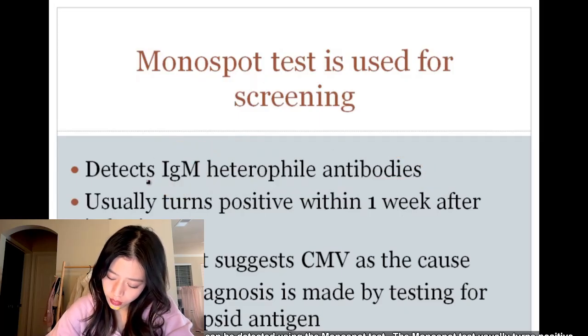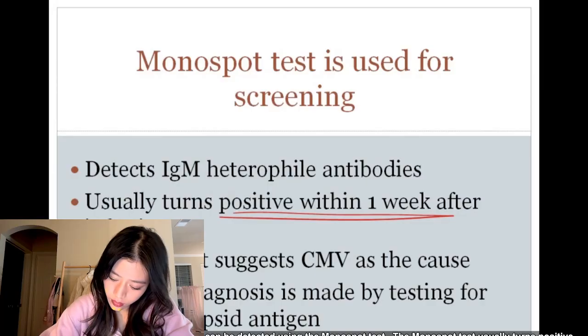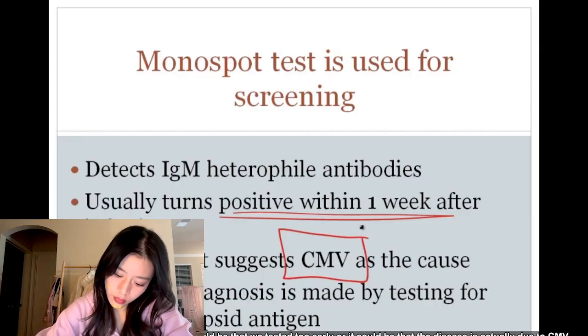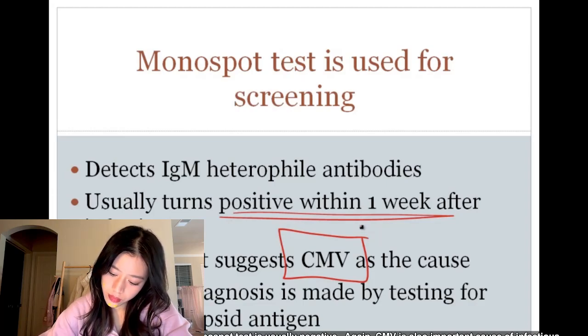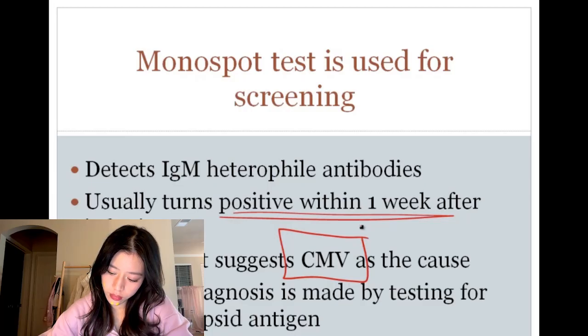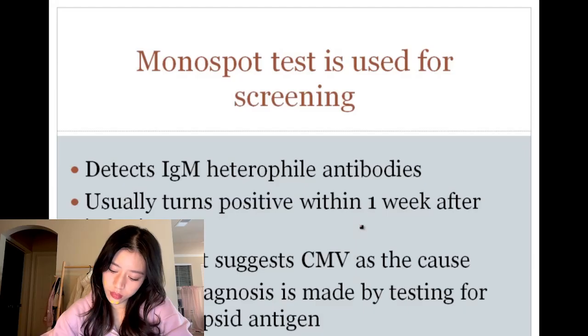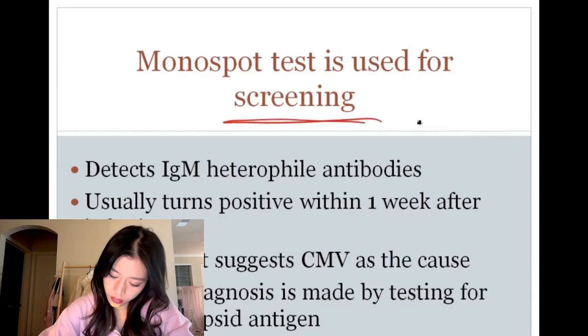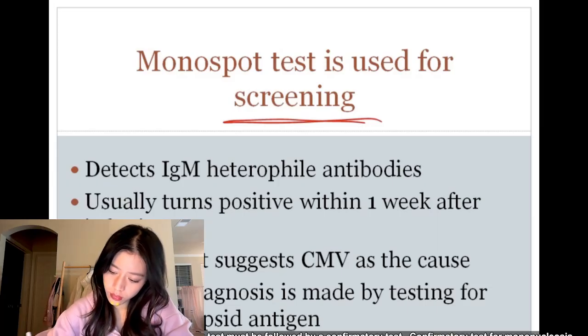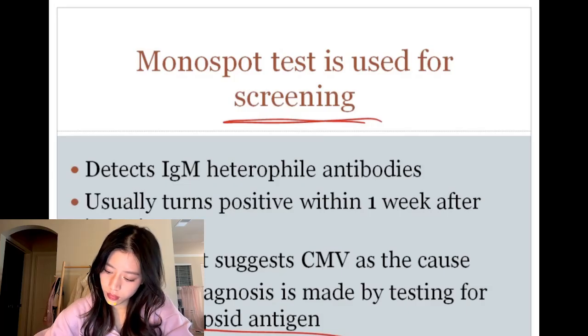The monospot test usually turns positive within 1 week after infection. If it's negative, it could be that we tested too early, or it could be that the disease is actually due to CMV. When the disease is due to CMV, the monospot test is usually negative. And again, CMV is also an important cause of infectious mononucleosis, and examiners like to go after that. So a patient who's got the classic signs and symptoms of infectious mononucleosis, but doesn't have EBV, think about CMV. We should also remember that the monospot test is merely a screening test. And a general principle in medicine is that every screening test must be followed by a confirmatory test. The confirmatory test for mononucleosis would be to prove that the patient has EBV, viral capsid antigen.